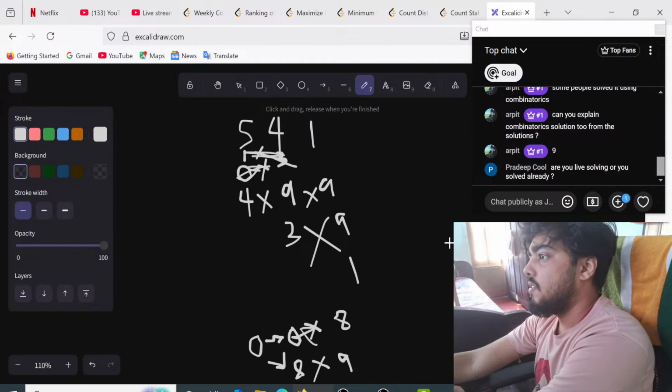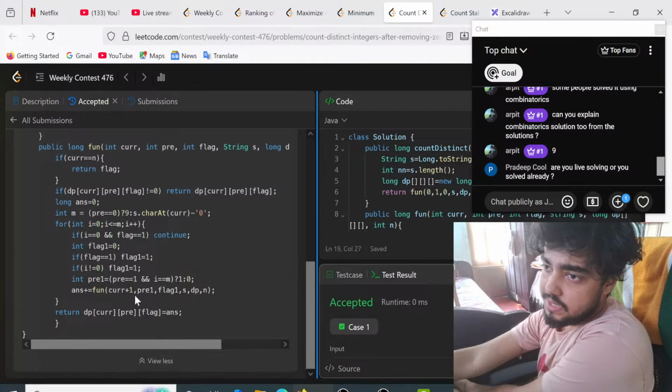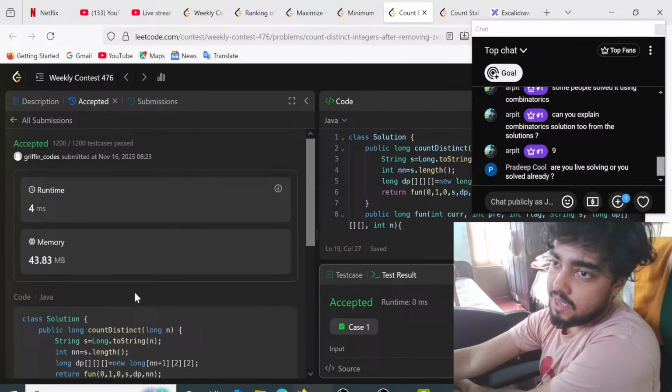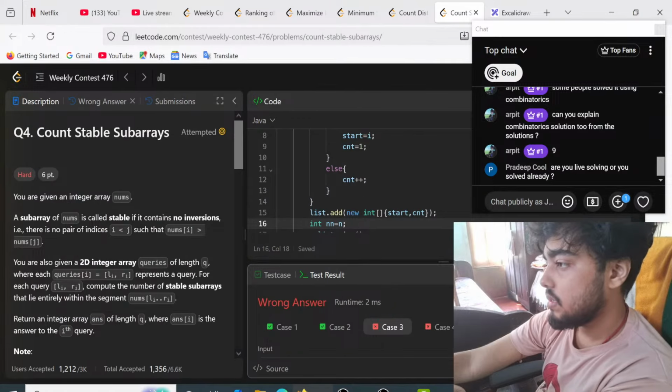Are you live solving or you solved? I solved using digit DP. So I was checking if we can solve it using combinatorics or not. We can solve it. So yeah.